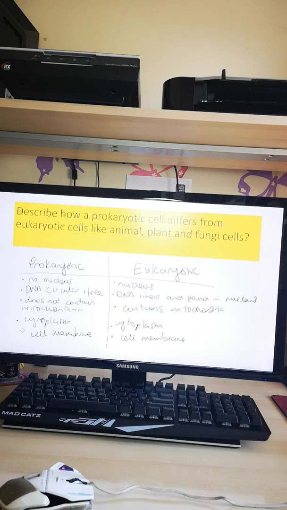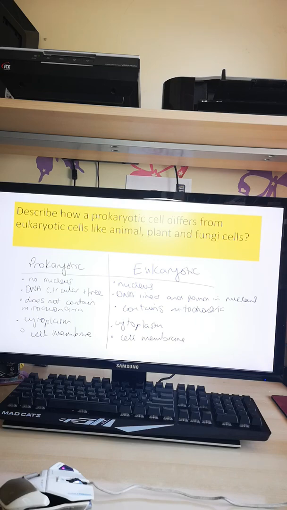The third mark point: the prokaryotic cell does not contain mitochondria, whereas all eukaryotic cells contain mitochondria. You could expand here and talk about plant cells containing chloroplasts and prokaryotic cells not containing chloroplasts, but we're looking for things we could say quite commonly for all eukaryotes. In both, they have cytoplasm. In both, they have cell membranes. So these are not differences, so they wouldn't get any credit for those.